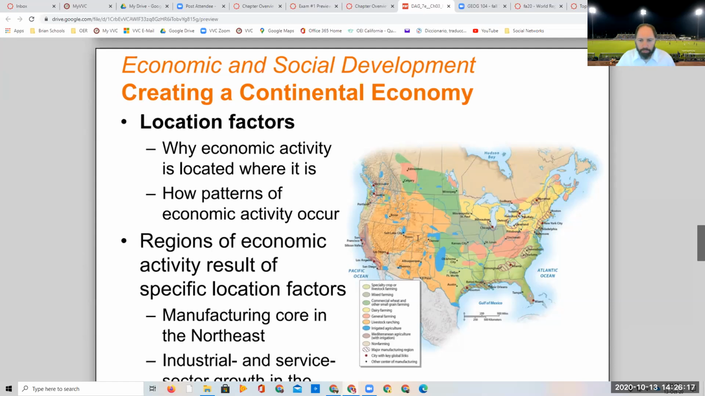Okay. Why would this orange section, livestock ranching, be so prominent in the West? Why is that different from the general farming, the dairy farming, and the mixed farming? Kayla, let's ask you first. So Kayla, this orange zone here, why is this really good for livestock ranching?